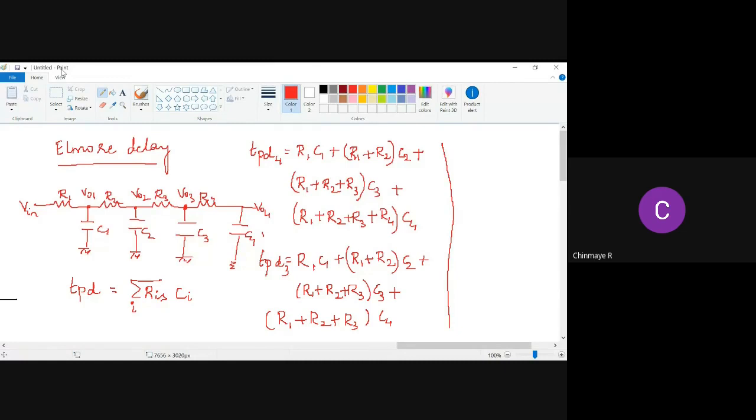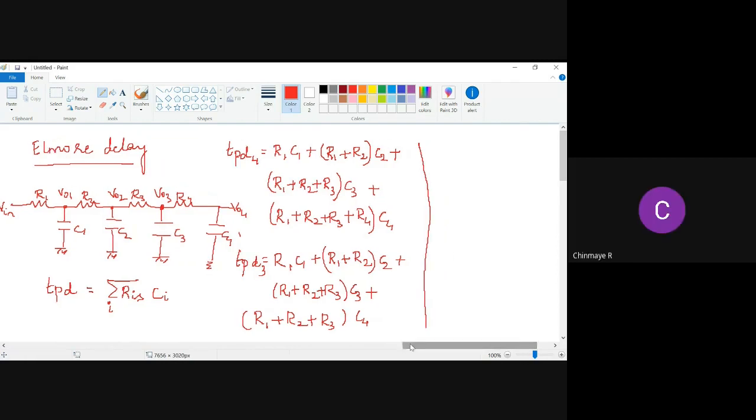Laksh, can you tell me what's TPD2? Yes, ma'am. TPD2 will, let me write. Okay. So, TPD2 is equal to what? R1C1, correct? Plus R1 plus R2 into C2, plus R1 plus R2 into C3, correct? Plus R1 plus R2 into C4. Very good. Correct. Thank you. So this is TPD2.